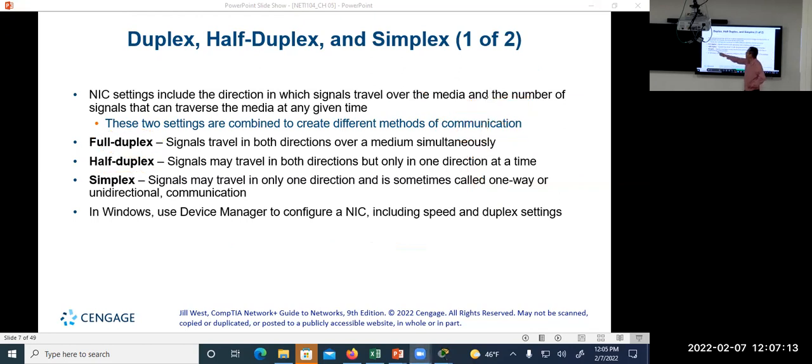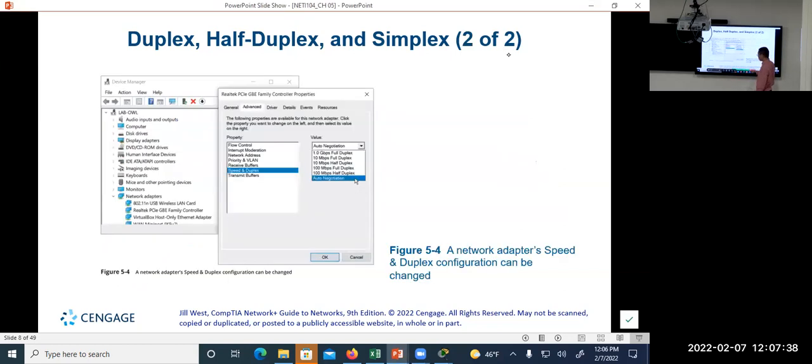And simplex you can see in the case of fiber optic. In fiber optic, you have two wires next to each other, one wire for transmitting and one wire for receiving. Yes, two lines.